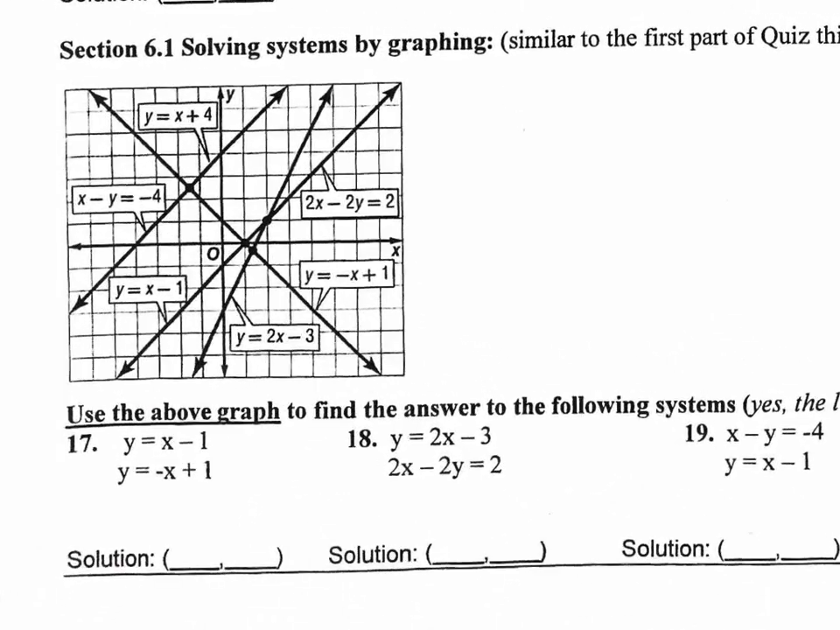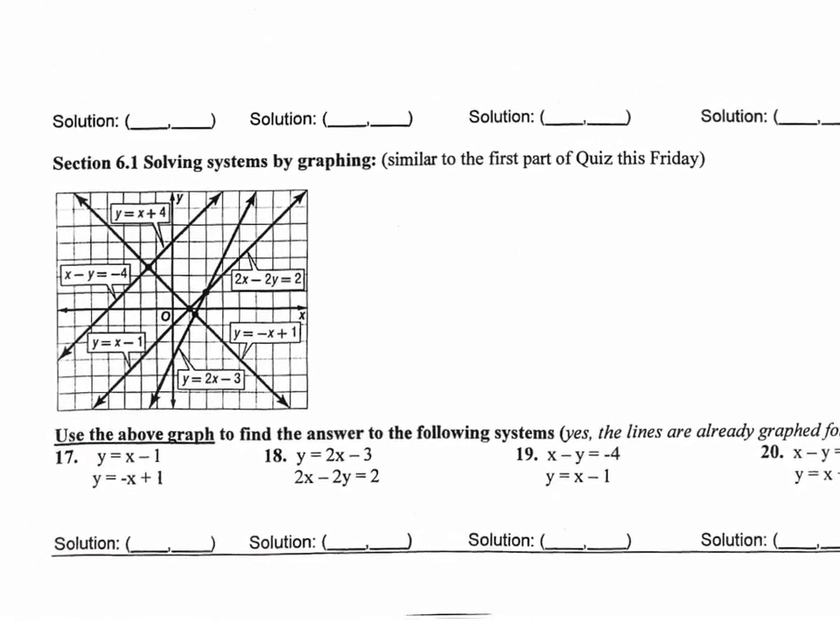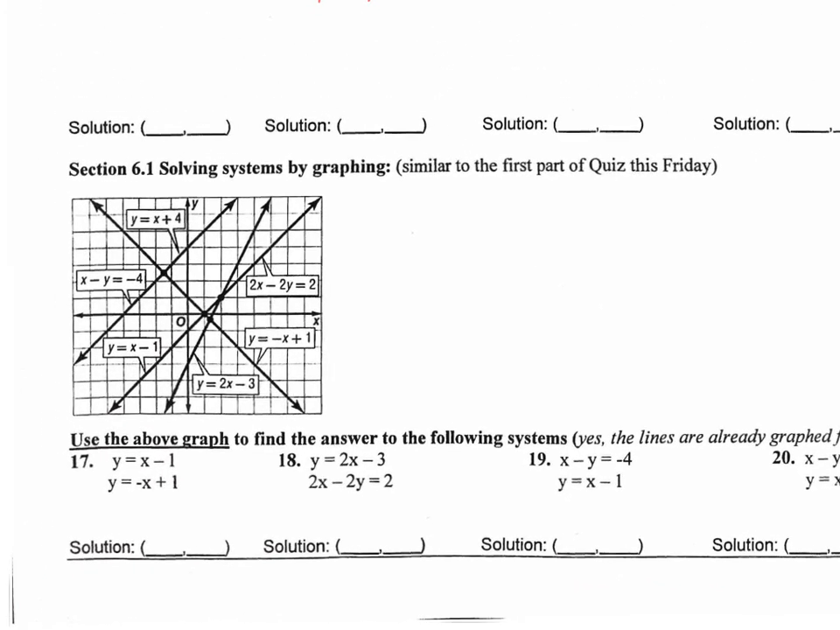However, if you haven't noticed already, 18 or 17, 18, 19, 20, those are all identical to the class opener that we did. Identical. All right? So if you need help on this section, go back to the class opener, same exact question, same exact graph. Keep in mind, these are the first 4 questions of the quiz tomorrow.